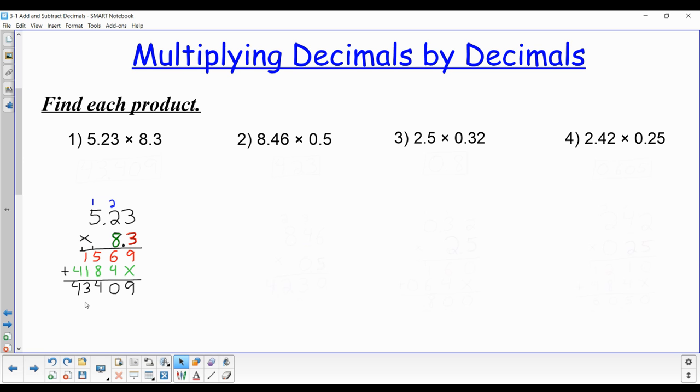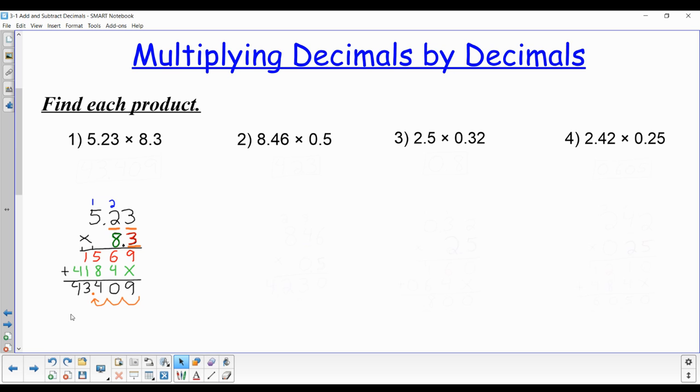Now, if we were multiplying just regular whole numbers, we would be done. But we are multiplying decimals. And when multiplying decimals, you have to count how many numbers are after decimal points. So in the 5 and 23 hundredths, there are 2 numbers after decimal points. And in 8 and 3 tenths, there is 1 number after the decimal point, for a total of 3 numbers after the decimal point. So in our answer, we just move our decimal over 3 places, so that when we put the decimal in, there are also 3 numbers after the decimal point.